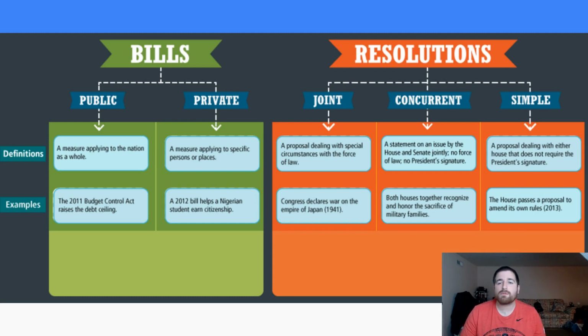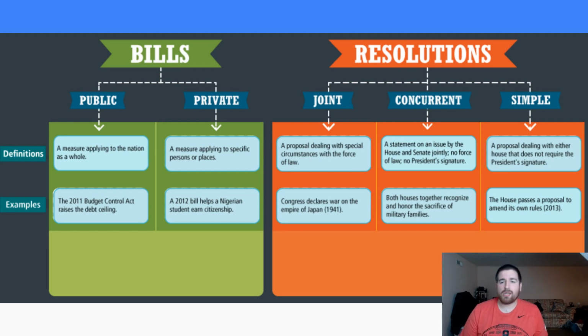It's a way of expressing an opinion, or having Congress openly declare something that really isn't a law. It doesn't really have much of an effect, but things like recognizing the sacrifice of military families, or congratulating a team for winning a championship. Those are concurrent resolutions. They're not anything that's going to affect people inside or outside of the country, but they're still things that can be passed by Congress.